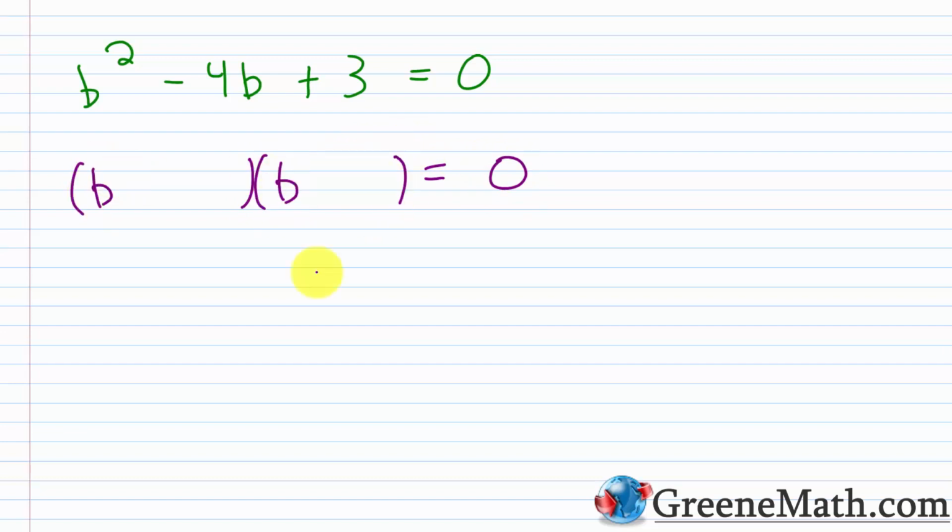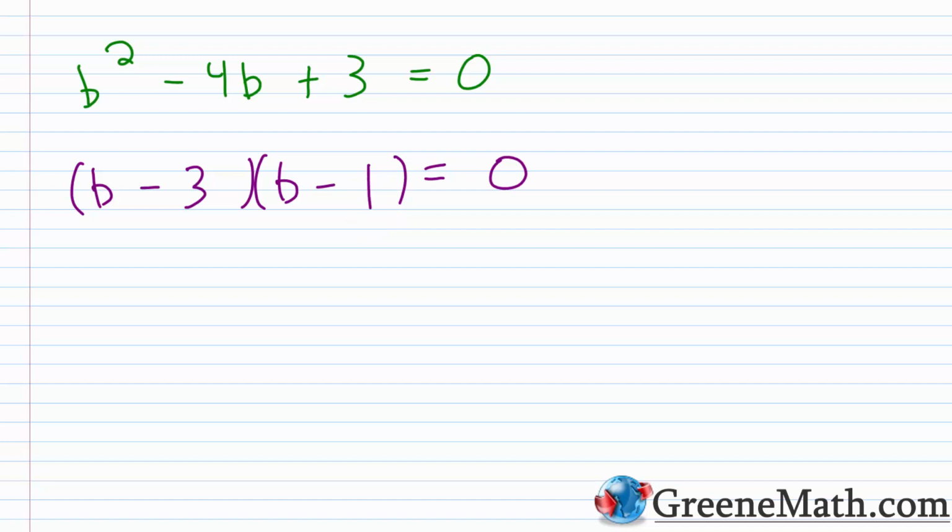So now I need to find two integers whose sum is -4 and whose product is 3. So I know this has to be a negative and a negative, right? Because negative times negative is positive. Negative plus negative is negative. It's easy because 3 is a prime number, right? It's only 1 times 3, so it has to be 3 and 1, right? So b minus 3, that quantity, times b minus 1, that quantity.